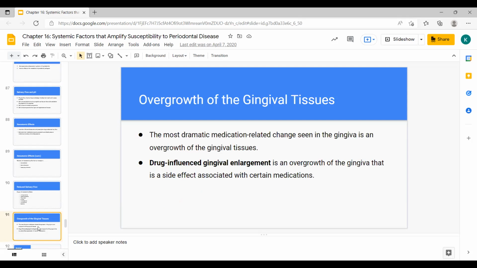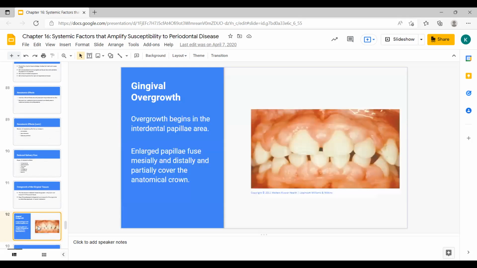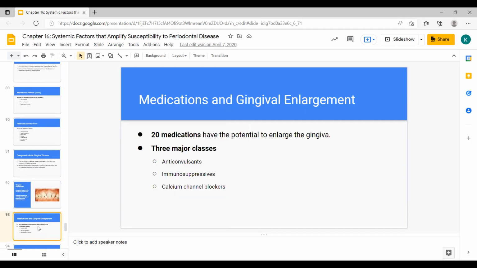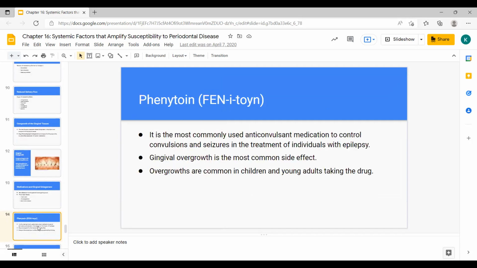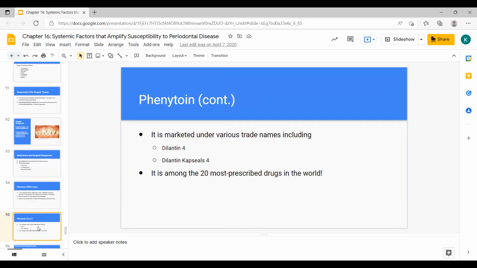Gingival overgrowth, we've talked about this a bunch too: calcium channel blockers and anti-seizure medications like Dilantin. Biggest thing is frequent, meticulous home care and frequent dental visits, okay? Anticonvulsants, immunosuppressants, calcium channel blockers cause gingival overgrowth. We should know that by now. Okay, phenytoin is the anticonvulsant medication, Dilantin.